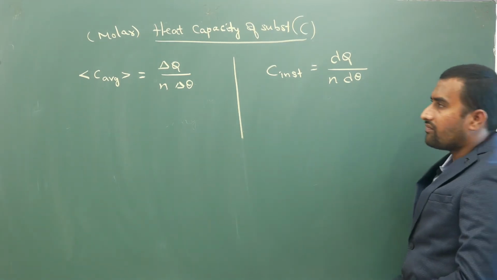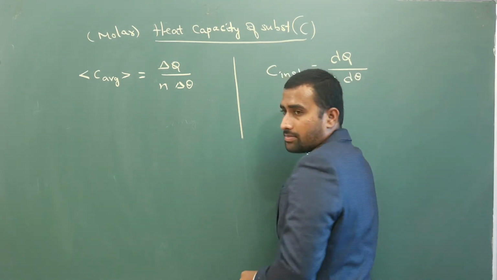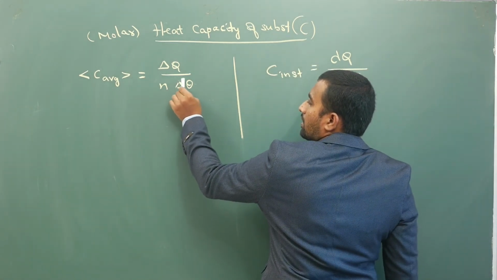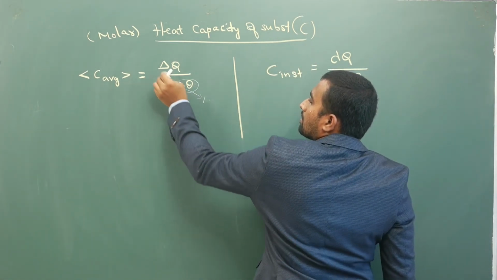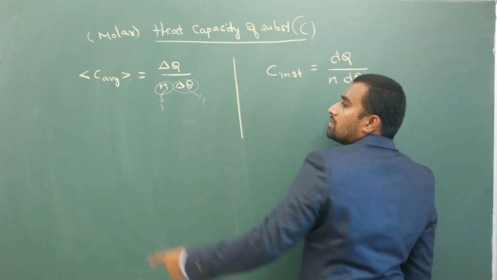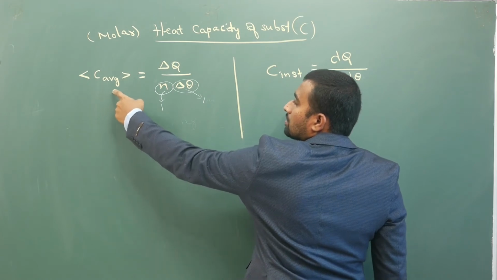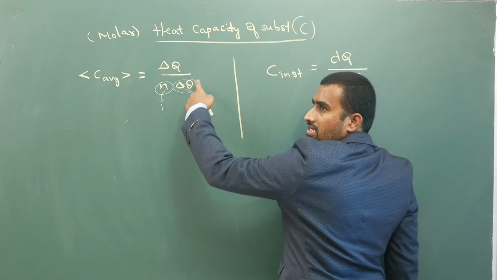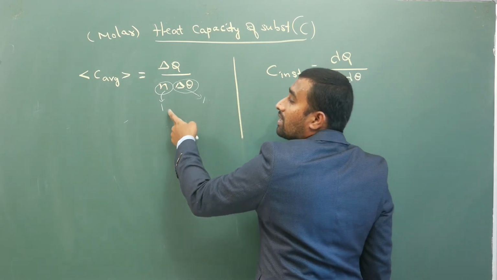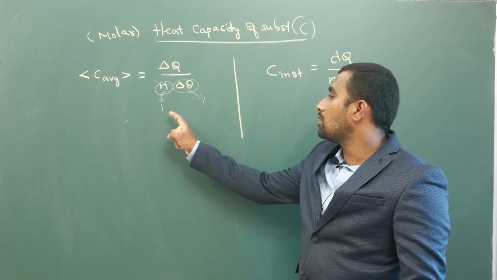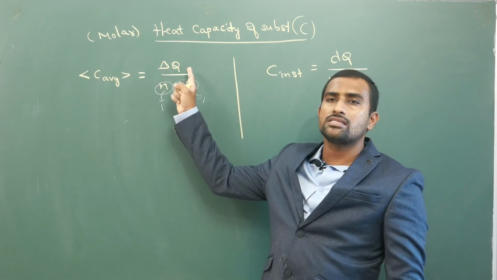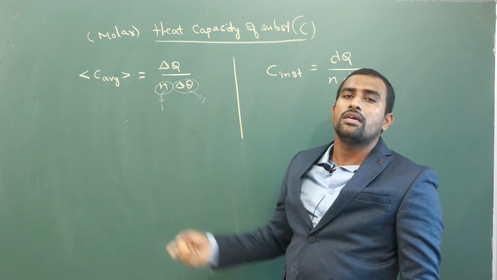So from here your definition of heat capacity is going to be the amount of heat energy required to bring 1 degree centigrade temperature change for 1 mole. So for 1 mole of substance, if you are bringing 1 degree temperature change, how much heat energy is required? That is only going to be your heat capacity.